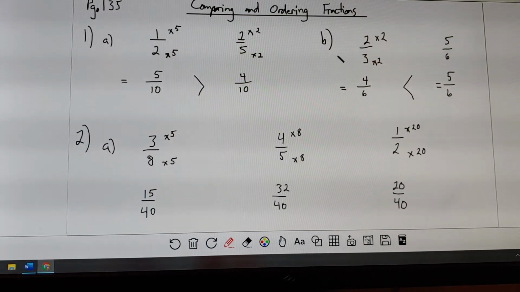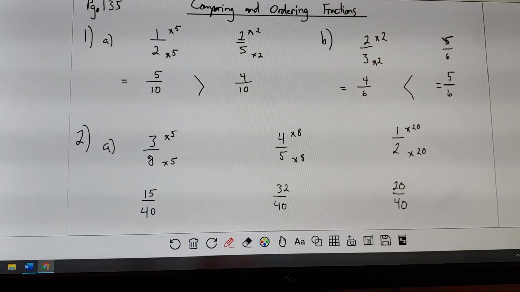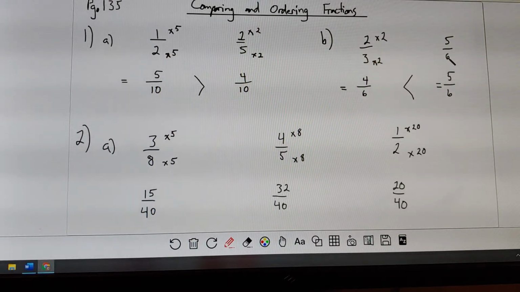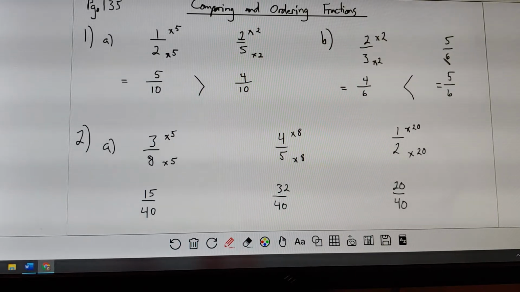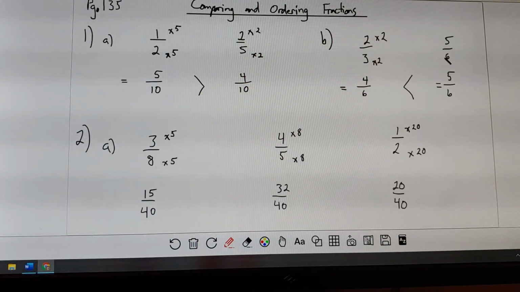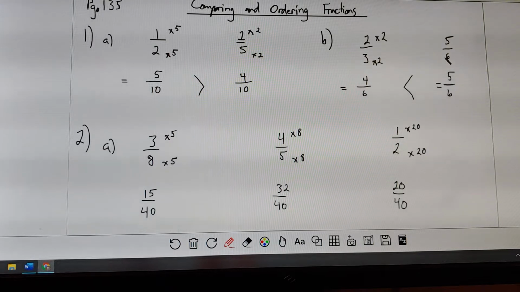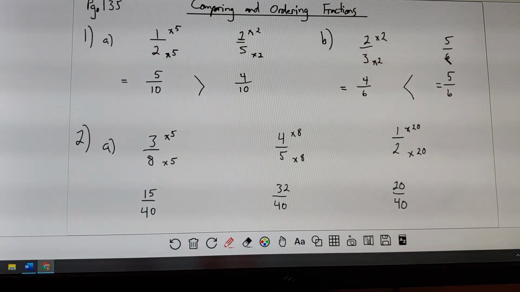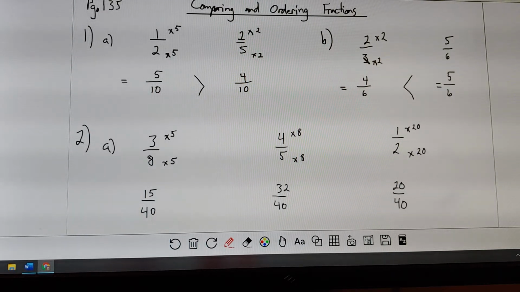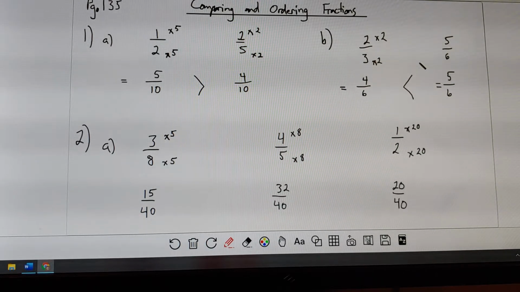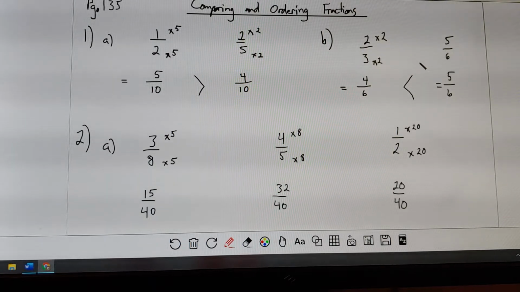Okay, let's jump over to B. They gave us 2/3 and 5/6. Now, looking at this, I could do 3 times 6 to give us 18 as our denominator, and it would work fine, no problems at all. If you can, choose the smallest number possible that you can use as a common denominator. So I want the smallest number that is in the 3 times tables and the 6 times tables. You may remember this from the very, very beginning of the year. It was one of the first things we did, lowest common multiple.